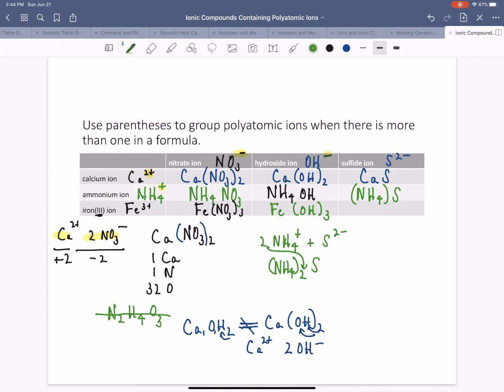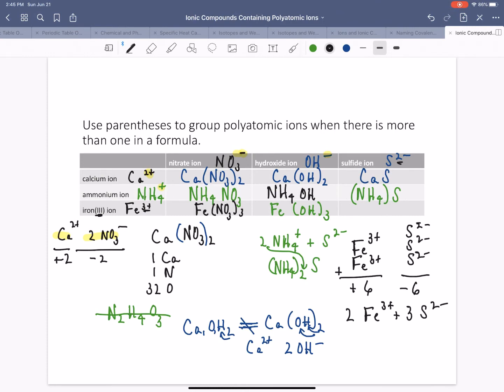Okay, iron 3 sulfide. So now we have a +3 charge and a -2 charge. We look for the lowest common multiple, which is 6. We'll need 2 iron 3s to add up to +6, and 3 sulfides to add up to -6. So iron 3 is not a polyatomic ion. It has 2 letters, but only one is capital. So even though I need 2 iron 3s to go with my 3 sulfides, I don't use parentheses.